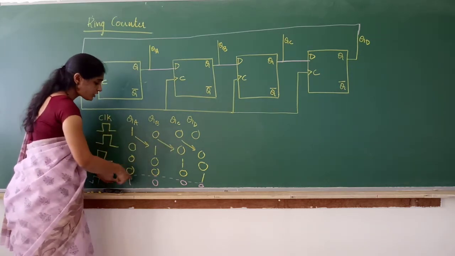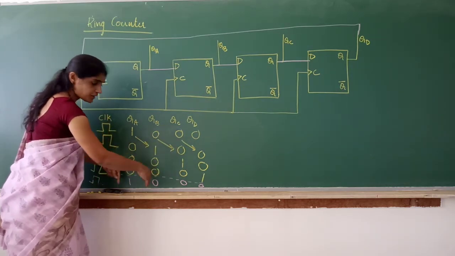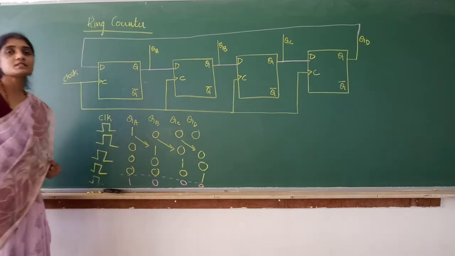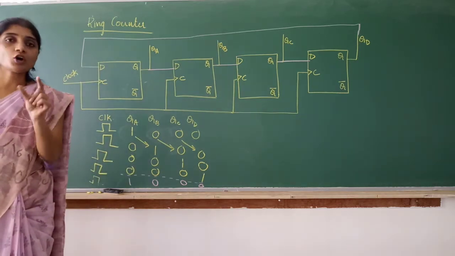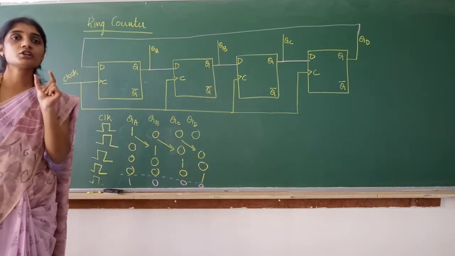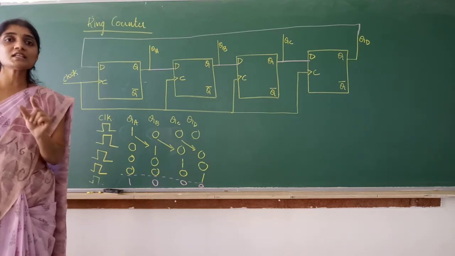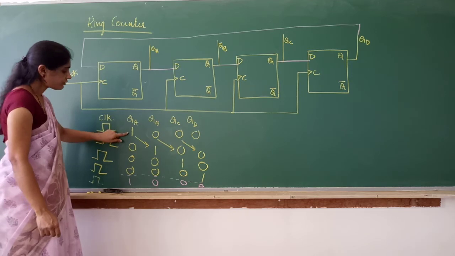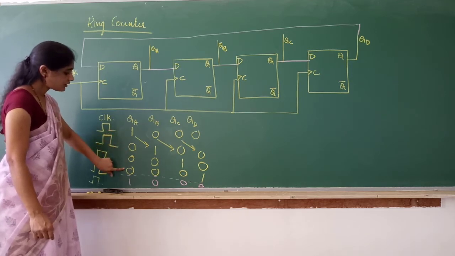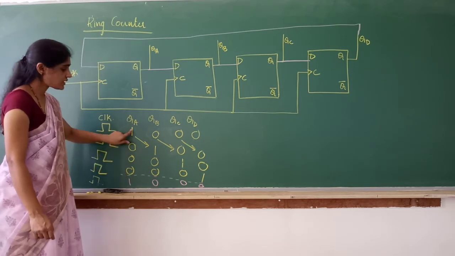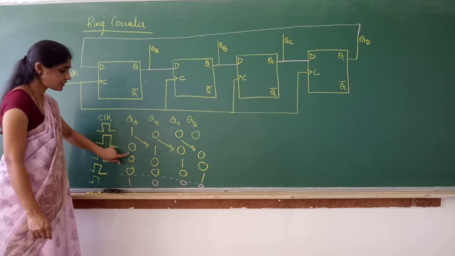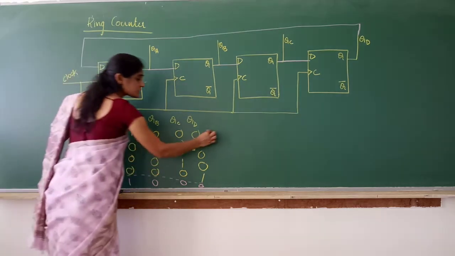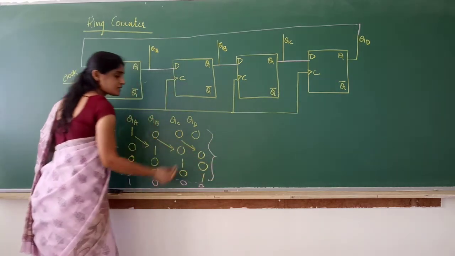Next pulse if you give, what do we get? 0 1 0 0. It repeats. So counter means, how do we determine the modulus of a counter? Modulus is nothing but the number of unique sequences. So how many unique sequences are generated in a ring counter? 1 2 3 4. After this it is repeating. Again the same. So how many unique sequences are we getting? These are the 4 unique sequences.